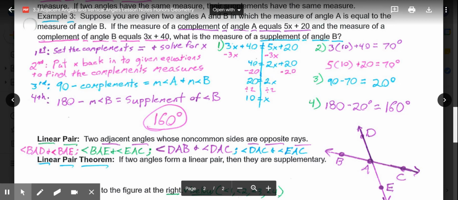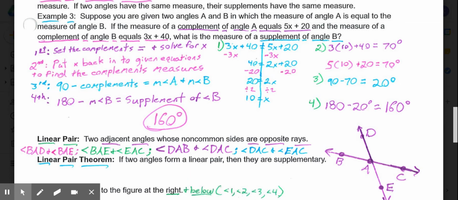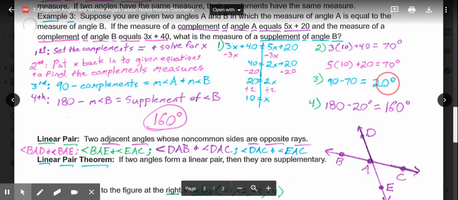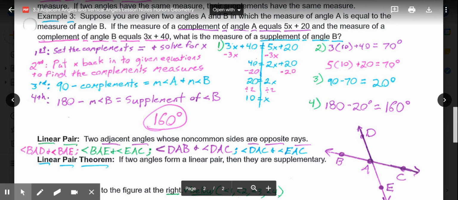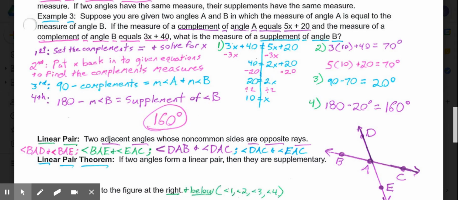To figure out the measure of A and B, it would be 90 degrees minus those complements. So 90 minus the 70 told me A and B are 20 degrees. But I'm not answering what's the measure of A and B. I'm answering for the supplement of B. So 180 minus the measure of B gives me the supplement of B. So 180 minus 20 gives me my final answer of 160 degrees.